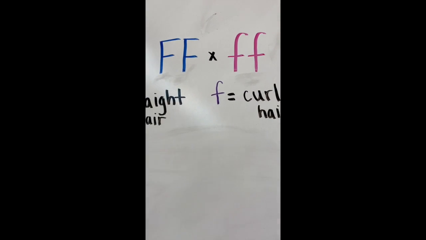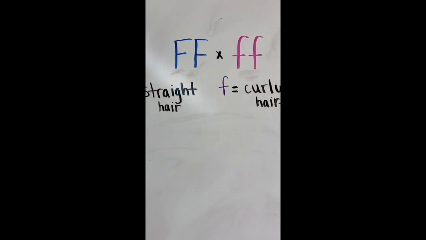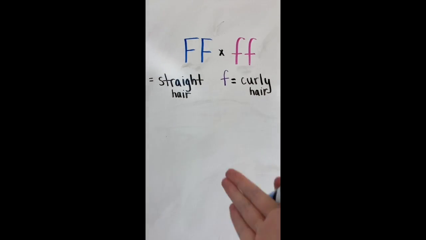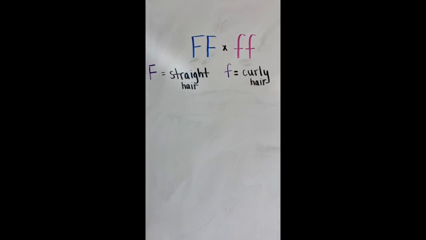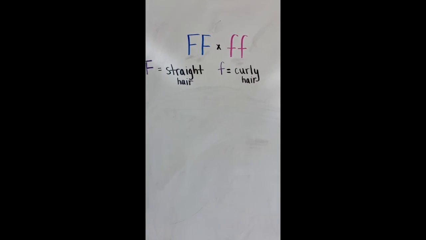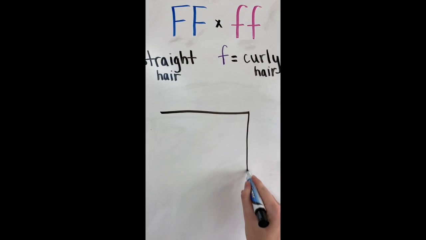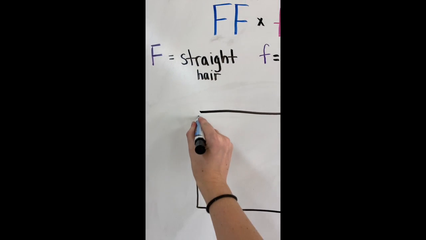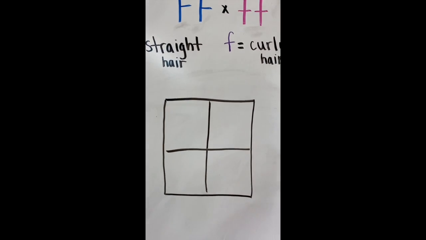Okay, so these two people are going to cross. They're going to make an offspring, and we're going to predict what possible genotypes and phenotypes that offspring is going to have. So first, we need to actually draw our Punnett square. We remember that it just looks like a big window. We make our square, one line down, one line across.